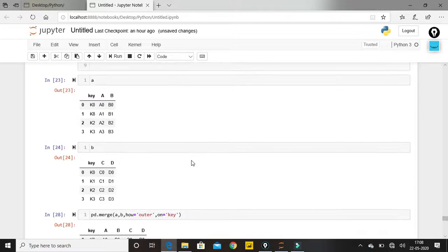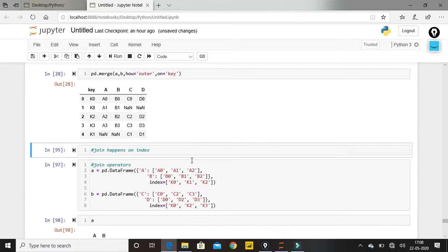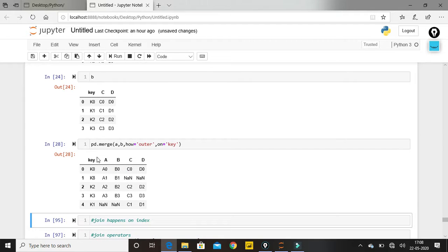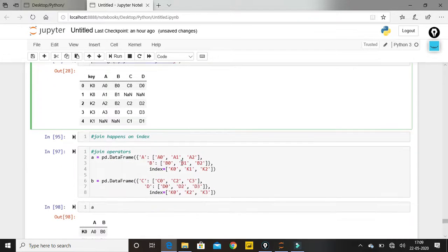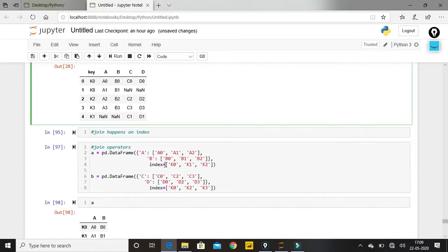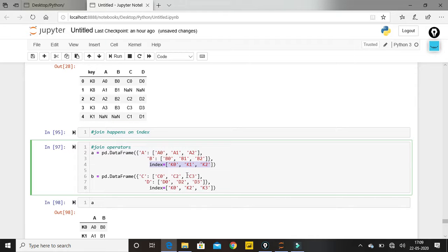And we have one more similar operation called join. It is the same as merge, no difference between these two, only some syntax difference. Merge works on column level. I'm giving on equal to key, which is nothing but my column, whereas join happens on index level. We need to give our indexes on which we need to perform our join.